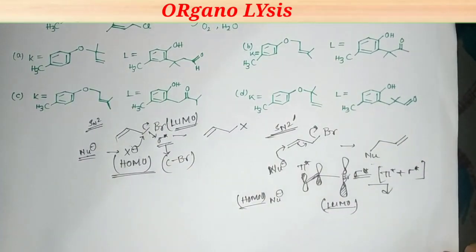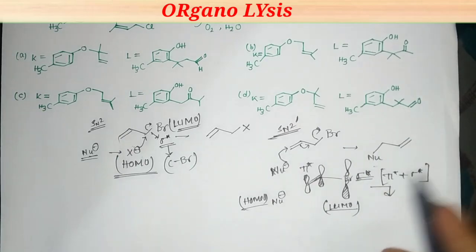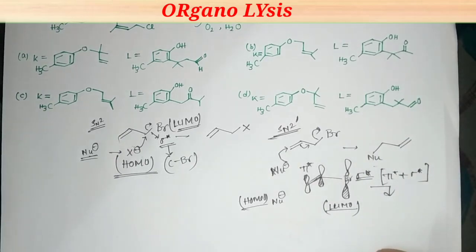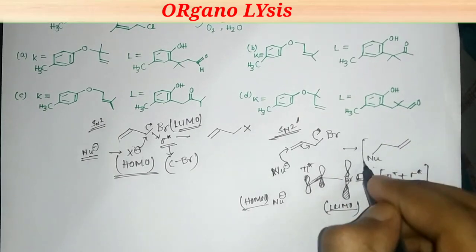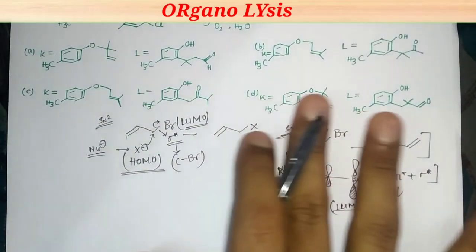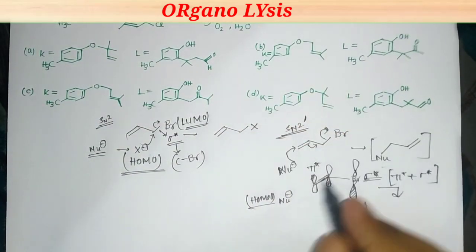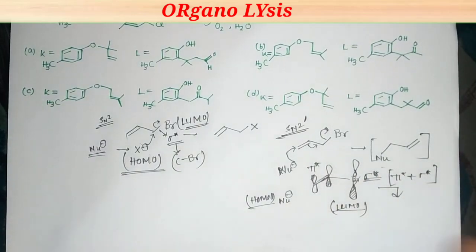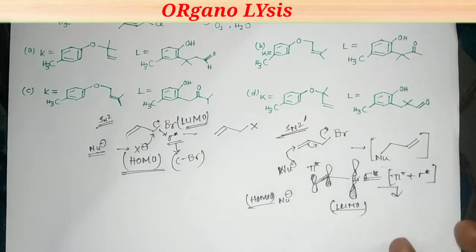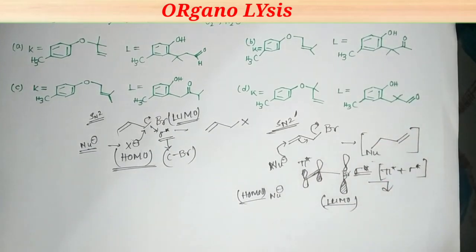one, this pi star and sigma star. After the formation of this type of bond, there is a formation of the final product that you get, like this one. Okay, so this is your overall SN2 prime reaction. So this is your LUMO, and this nucleophile comes with its own HOMO, and there is an interaction between HOMO and LUMO, and ultimately you can get the final product.